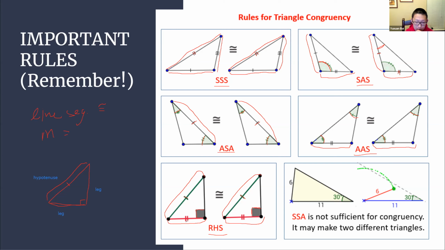And in this case, it's this one here. These legs are congruent, along with the hypotenuse being congruent. The hypotenuse has to be congruent. And then you can prove that the right triangles are congruent. Again, they have to be right triangles.